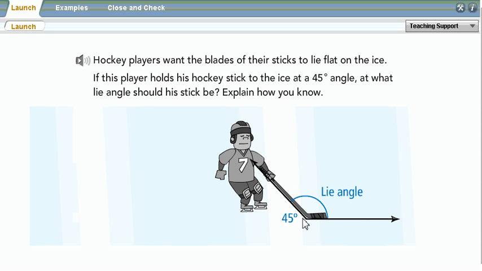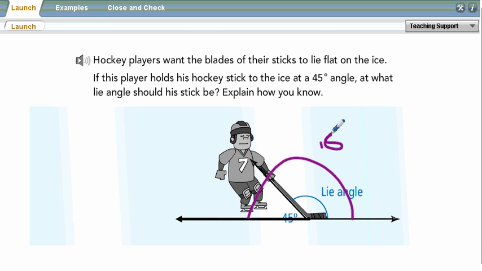If we know this is 45, well, let's see. When I'm in a line, what do I know for sure? I know that this needs to be 180 degrees from here to here. Let me stop that and make it better. If I know this is 180 and I know this is 45, I'm looking to find this lie angle here.